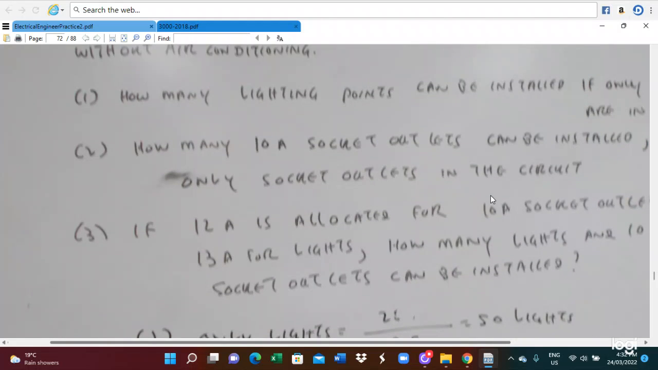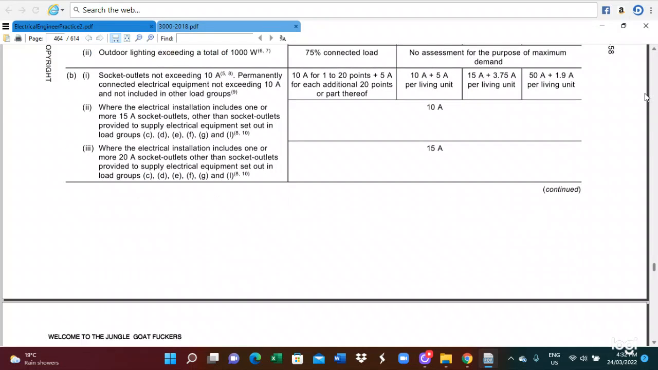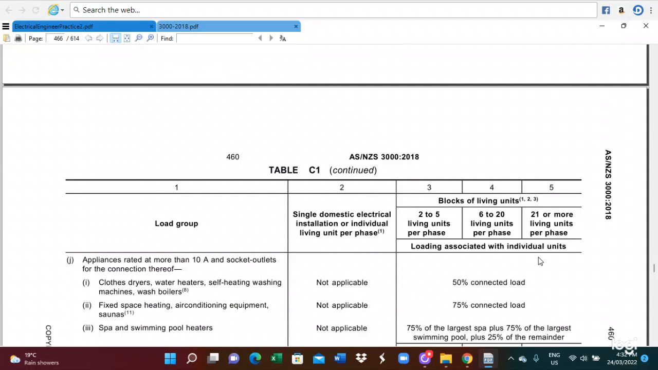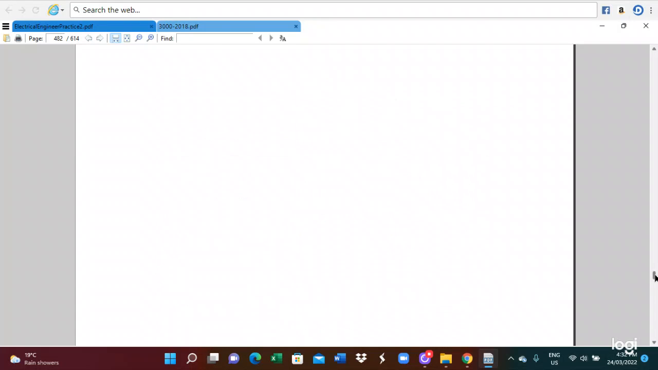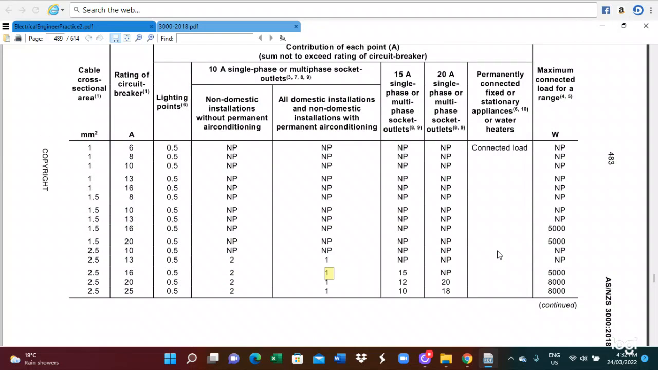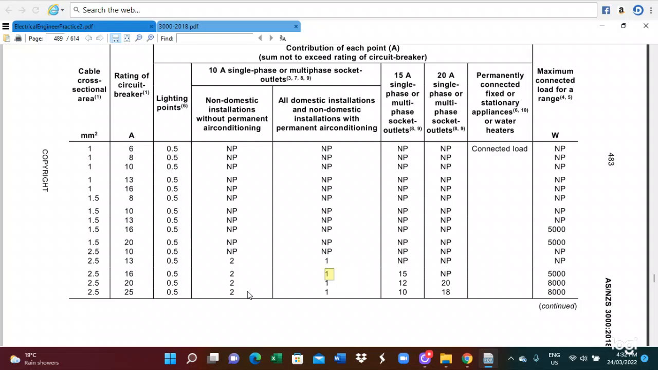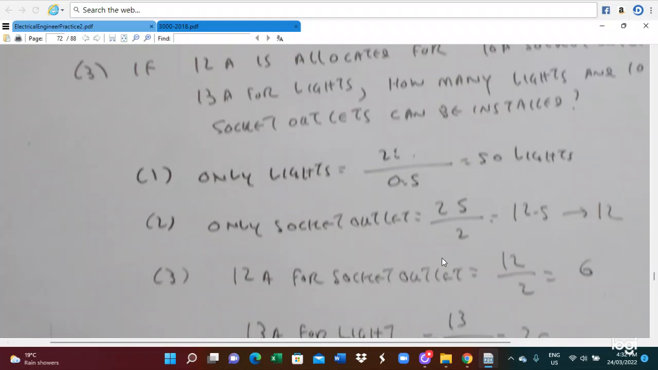So this is for without air conditioning. Without air conditioning, you look at table C9. So this is table C9 without air conditioning. This is for the socket outlet, 2 ampere per point. So 2 ampere per point we can install. So this is 25 divided by 2 ampere, you got 12.5. So we can install up to 12 of the 10 ampere socket outlets.